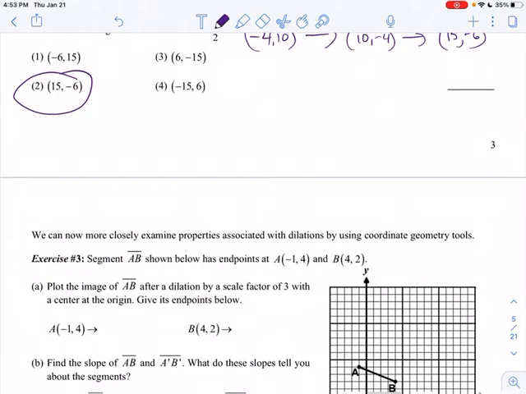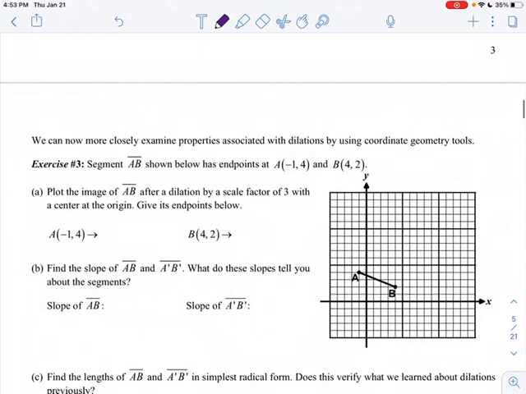All right, number 3 on the back. Segment AB is shown below. A has the endpoints of negative 1, 4, and B has the endpoints of 4, 2. Plot the image of AB after a dilation by a scale factor of 3 with the center at the origin. All right, so all I'm doing this time is multiplying negative 1 times 3, which will give me negative 3, and 4 times 3. So that's the image, negative 3, 12. And that would be right there.